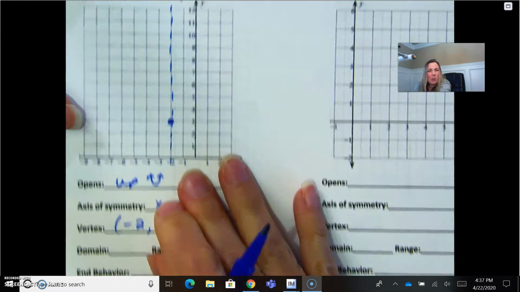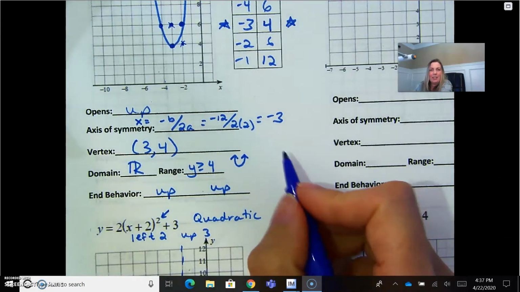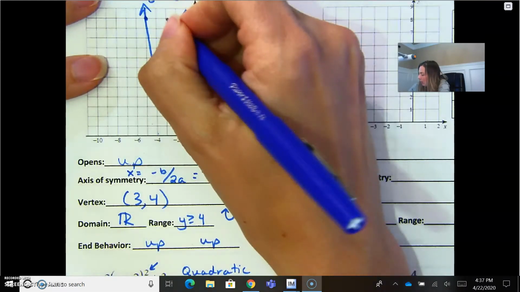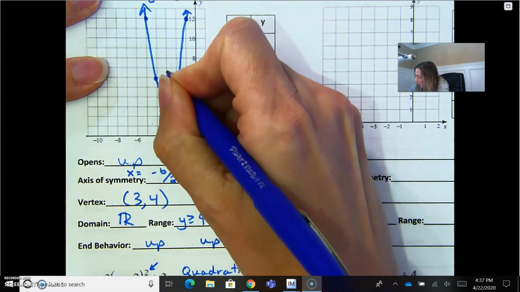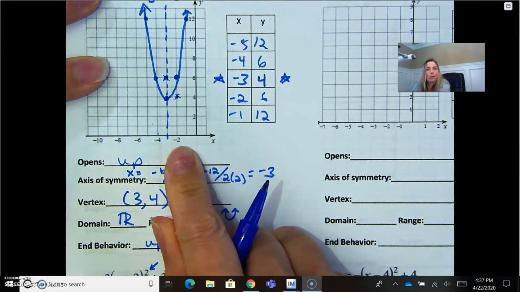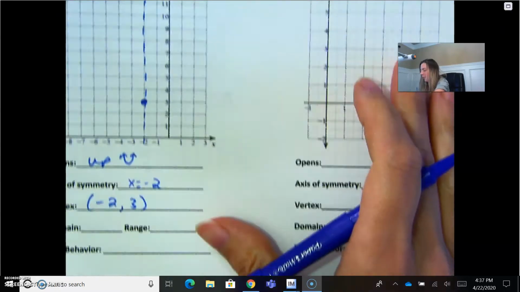If I go back to the first problem that we did, I didn't dash that line in, did I? x = -3, so here we go. So your axis of symmetry, where it folds in half, is along that dotted line. Okay, so back down to it.